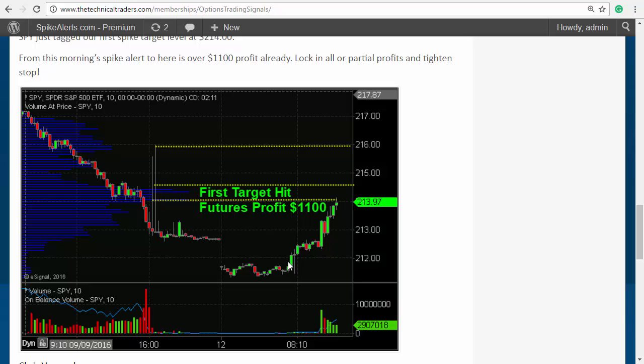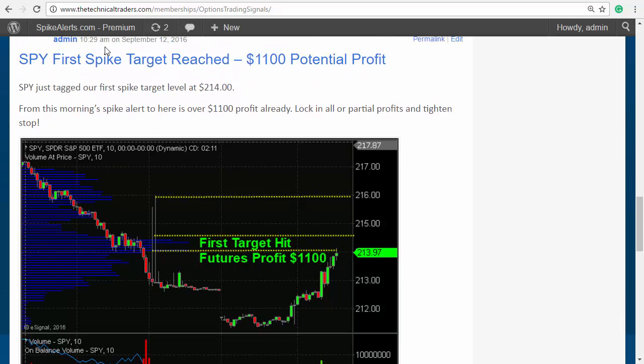And the market since from there rallied all the way up and tagged the first level. And you can see here price time 10:30. So we got in the morning.